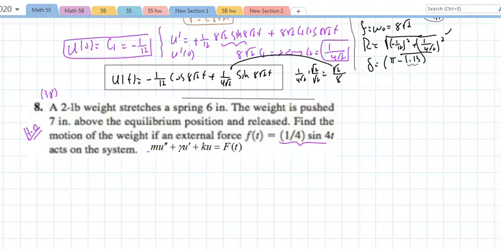So if I read this, it says a 2-pound weight, so that looks like 21, a 2-pound weight, that means W equals mg, 2 equals m times 32. Stretches a spring 6 inches. Alright, very good. So we're talking about inches or feet. M is 1 over 16.